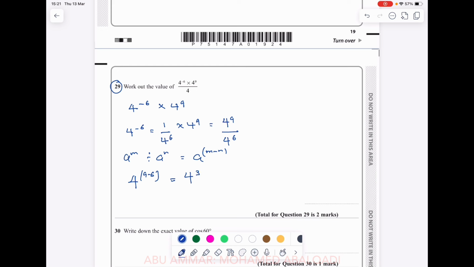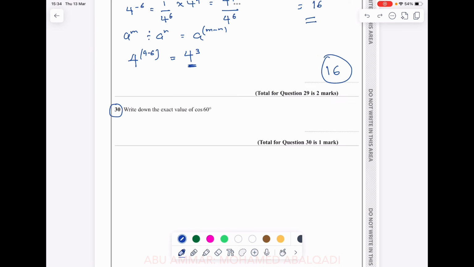So 4 to the power of 3, this is the answer to the top question, which is 4 to the power of minus 6 times 4 to the power of 9. This equals 4 to the power of 3. So the next step is to take 4 to the power of 3 divided by 4. And we know 4 to the power of 3 is 4 times 4 times 4 divided by 4. We can cancel out the 4s, one of the 4s at the bottom and one of the 4s at the top. So we are left with 4 times 4, which is 16. So our final answer is 16.